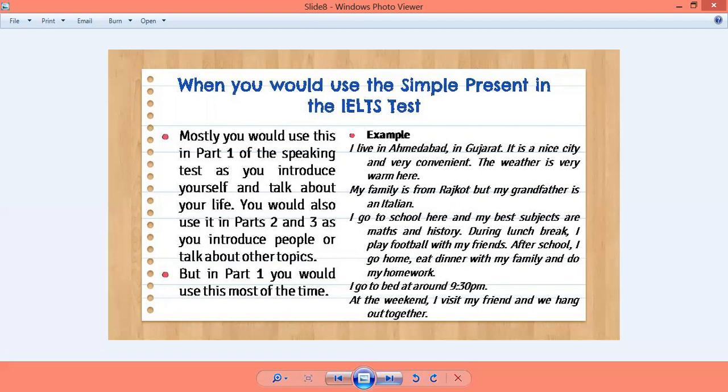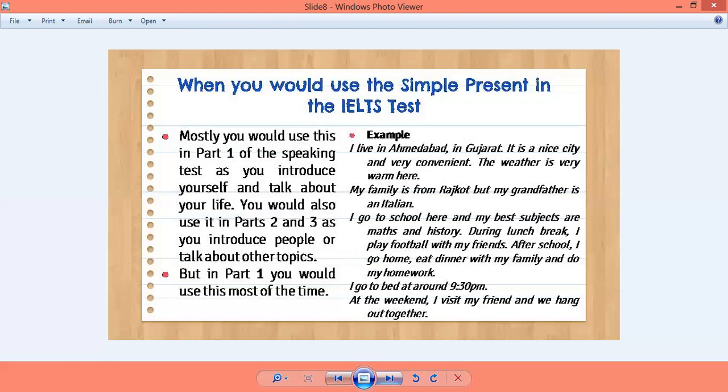Example ले रहे हैं, I live in Ahmedabad in Gujarat. अभी ये एक fact है, right? तो live है वो present tense, live है वो हमारा first form of verb ही रहेगा, right? It is a nice city and very convenient. The weather is very warm here. My family is from Rajkot, but my father is an Italian. यहाँ पे आप देख रहे हैं, it is all fact about the person's family. तो ये रहेगा हमारा first form of verb. It is always going to be in simple present.